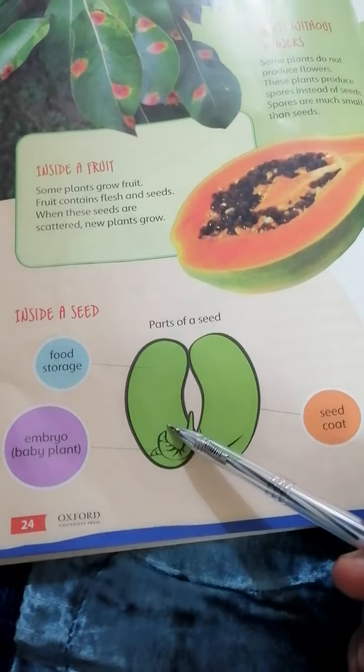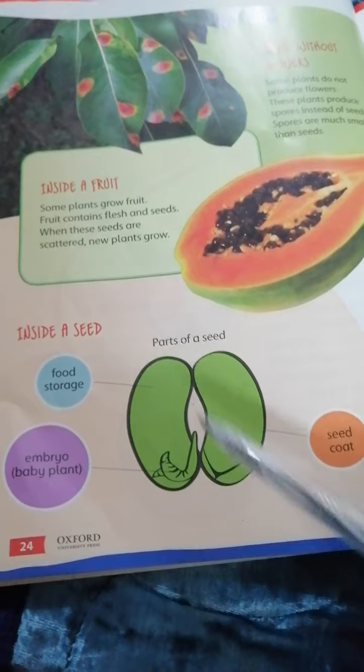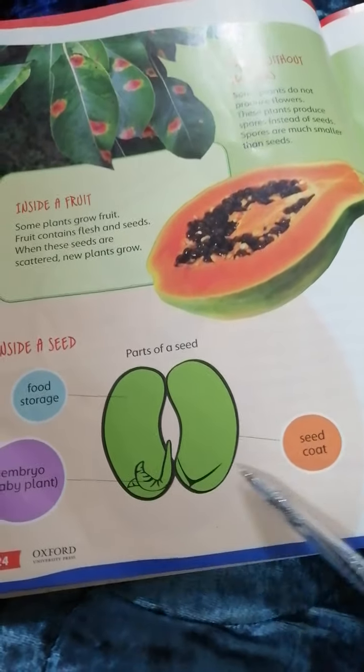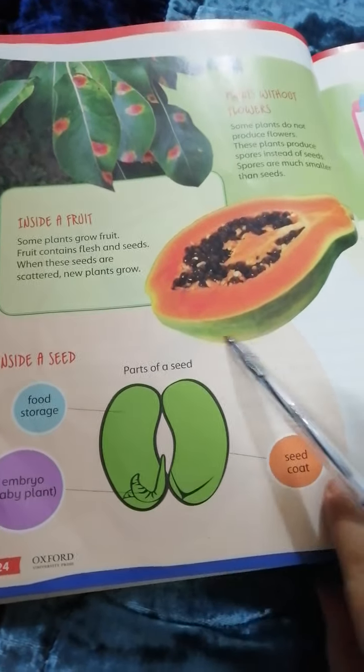And it also has three parts. This is the food storage, in which food is stored. This is an embryo, from where the new plant begins, and this is a seed coat, which covers the seed. So this is all about it.